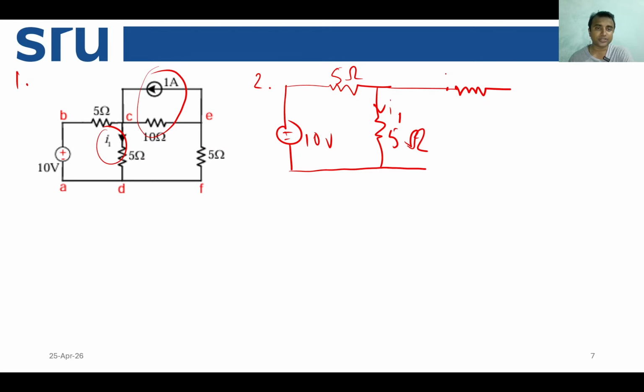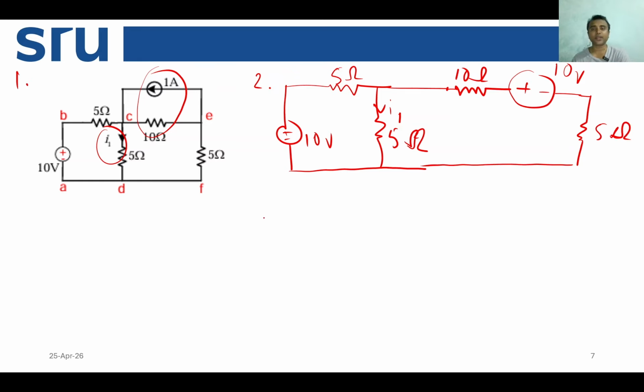So a 1 ampere current source with a 10 ohm resistance in parallel will be a 10 ohm resistance in series, and a voltage source. As the current source is from right to left, it should also be right to left, and then the value will be 1 multiplied by 10, because V equal to IR. So I equal to 1 and R equal to 10, so V equal to IR means 1 multiplied by 10. So it should be 10 volt, and then the other resistance, which is 5 ohm, right? They are connected.